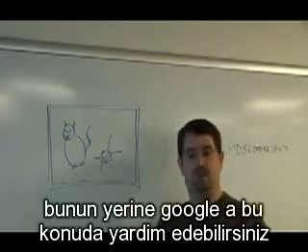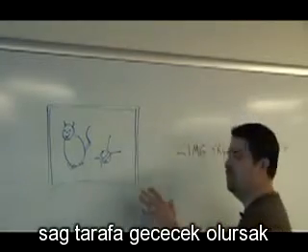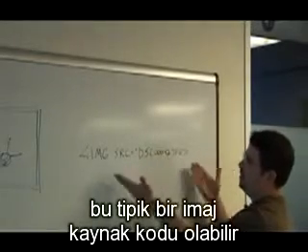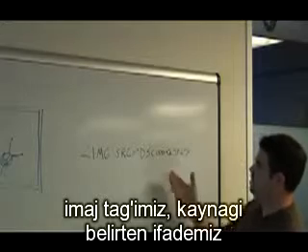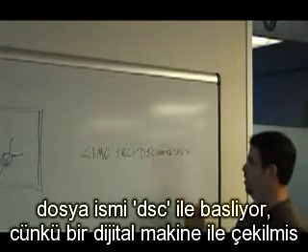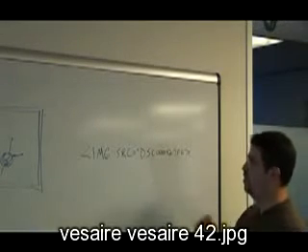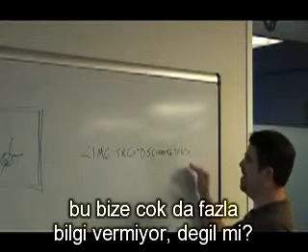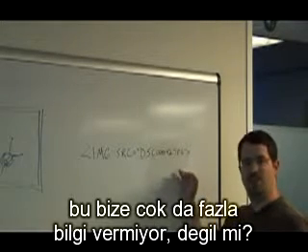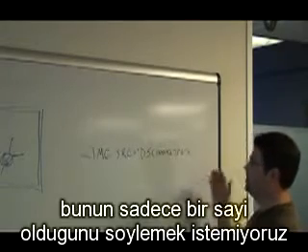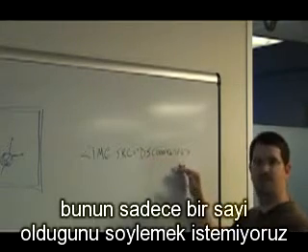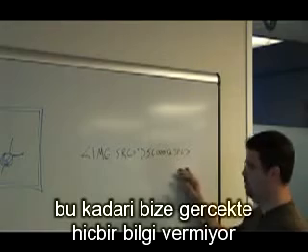Instead, you can help Google with that. Now, let's see what this image might look like. If we move over here to the right, this might be a typical image source. You've got your image tag, you describe what the source is. Here's DSC because it's a digital camera, blah, blah, blah, 42.jpg. That does not give us a lot of information, right? We want to be able to say, well, this is a cat. It's with a ball of yarn. We don't want to just say, here's a number. That gives you virtually zero information.